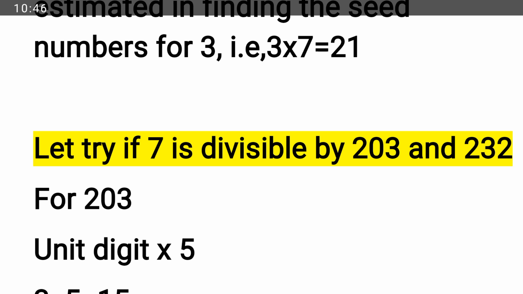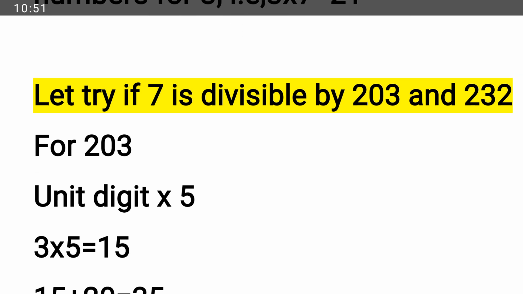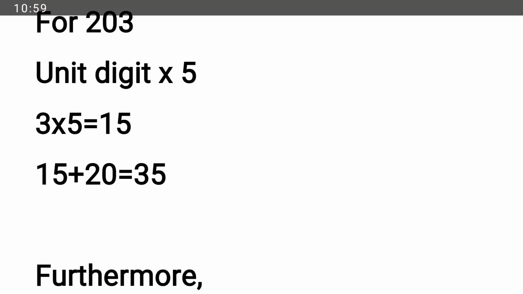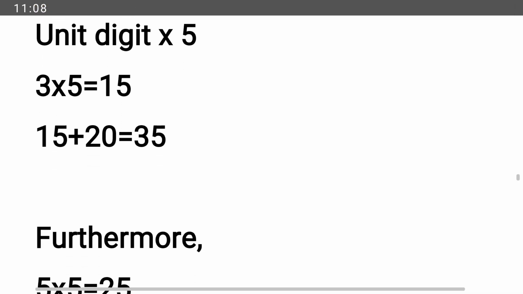Okay. So in this case, let's try if 7 divides 203 and 233. Now here, the unit digit is 3. 3 times 5 is 15. 15 plus the remaining digit, which is 20, is 35. So 35 is divisible by 7. If we try further, we'll see that 5 times 5 is 25 plus 3, 28. 28 is divisible by 7.